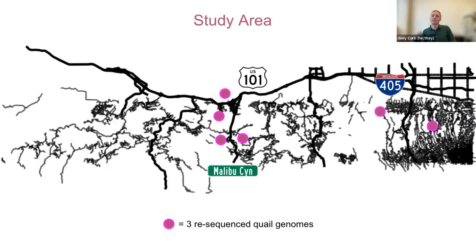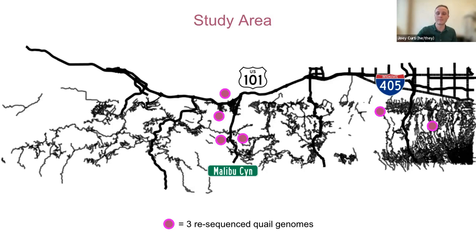And in order to answer these questions, we devised a study to assess the genomes of birds at 6 different sampling locations, visualized here in pink. I should have warned you, there is going to be a lot of pink throughout this presentation, so sorry if that offends your sensibility. But these pink sampling points indicate where we collected quail non-lethally and sampled some of their blood to sequence their genomes. And we have paired sampling locations across the 101 freeway, across the 405 freeway, and across Malibu Canyon Road.